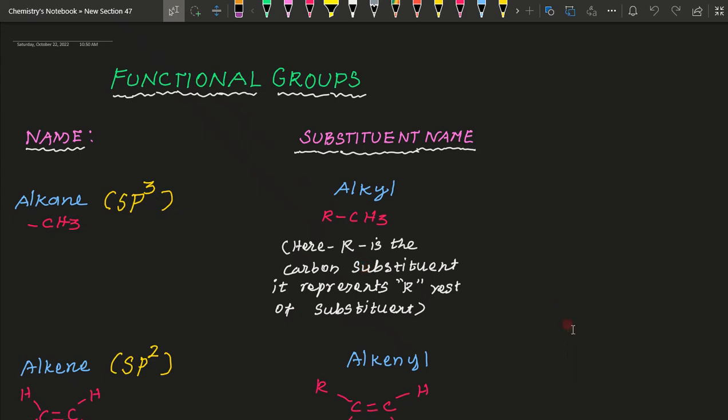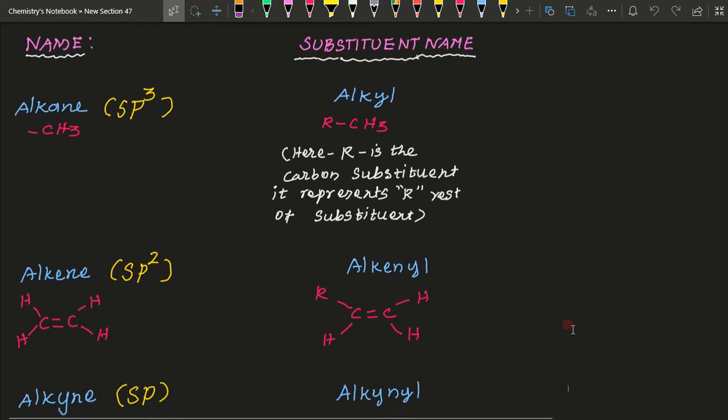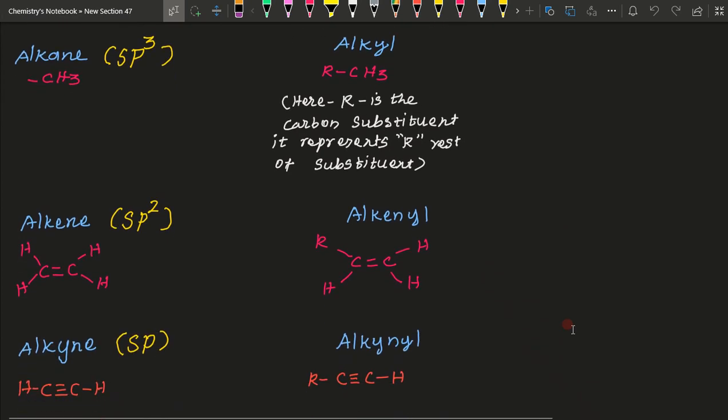Second one, alkene. Alkene makes a double bond and sp2 hybridization. The substituent name is alkenyl. Here this is the substituent.